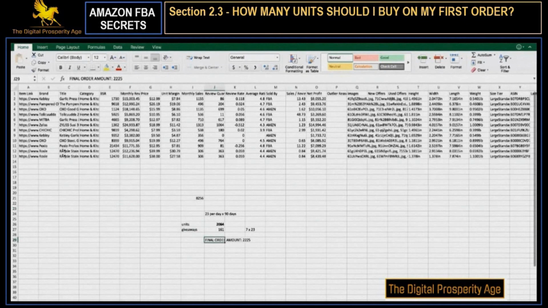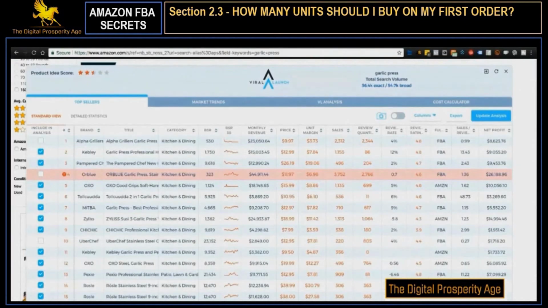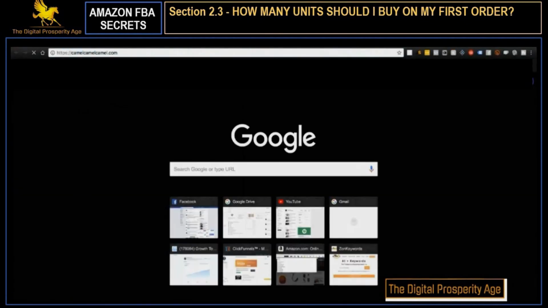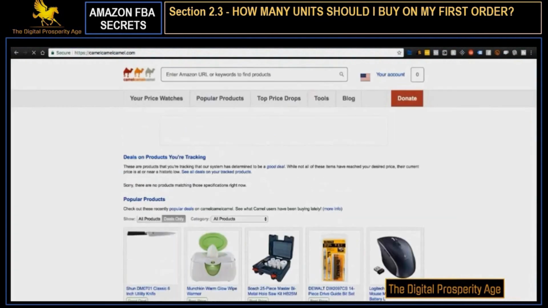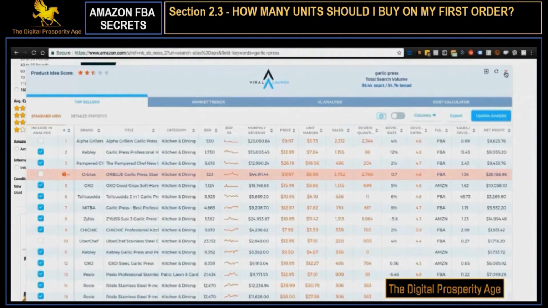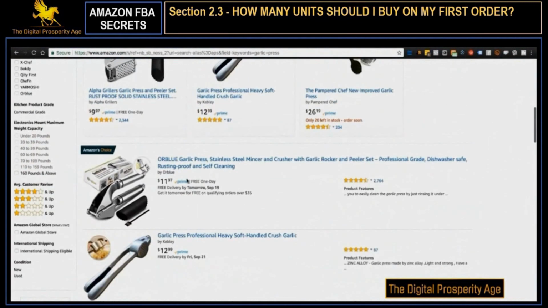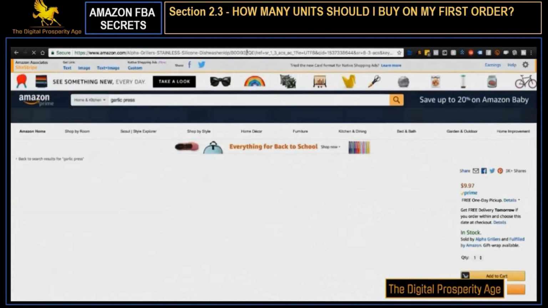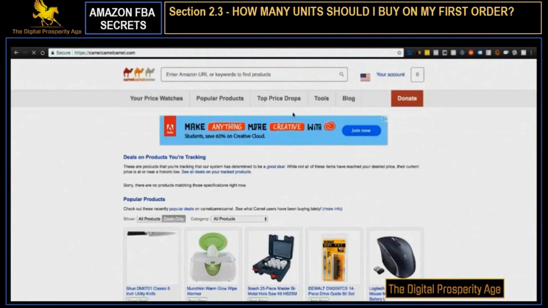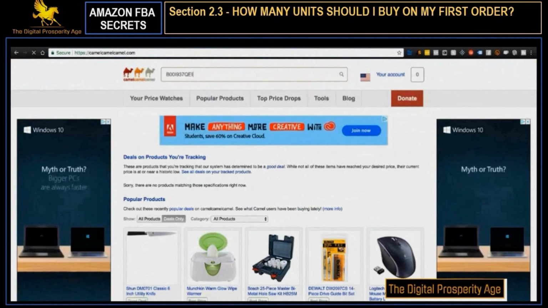Right? What you can do if you want to be a little bit more risky is you can come into Camel, for example, and let's just choose one of these really quick. So let's choose the good old alpha thrillers. We'll grab the ASIN in here. We'll put this in.